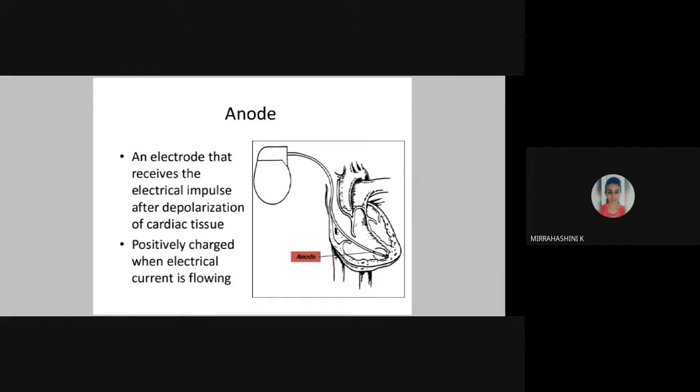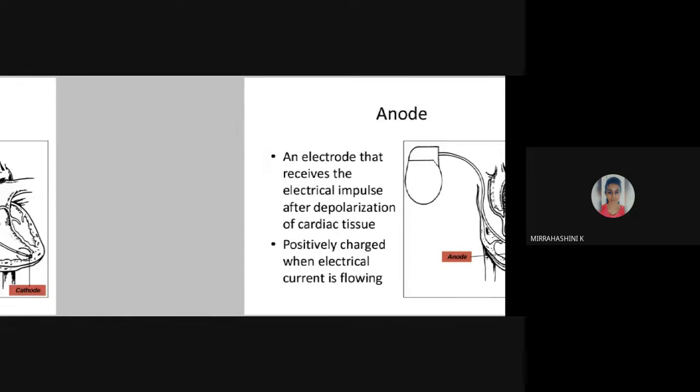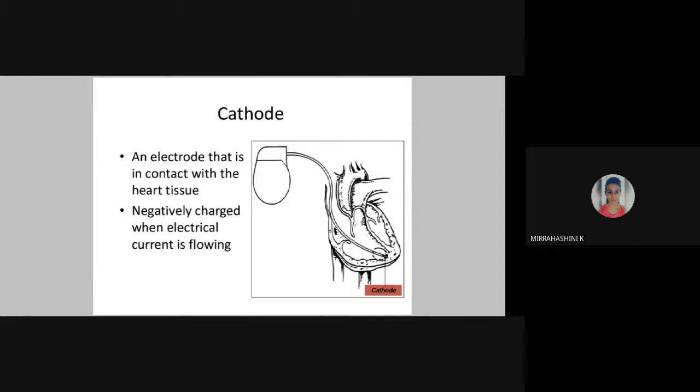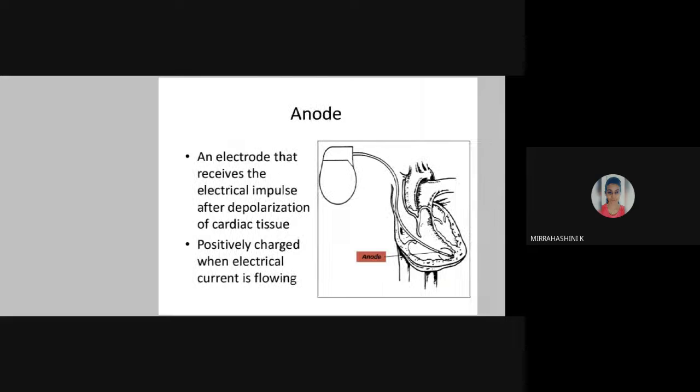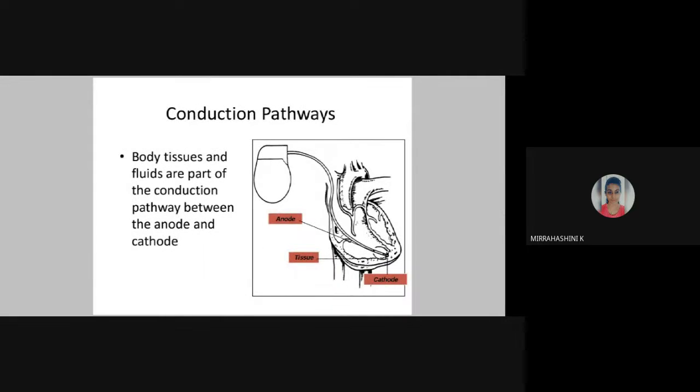So it's basically like any electrical circuit you would have studied, right? So you have a negative part and then you have a positive charge and then only then the circuit will be closed and the current will be flowing, right? So similarly you have an anode and cathode here. So anode will receive the electrical impulse and cathode will be negatively charged during the current flow.